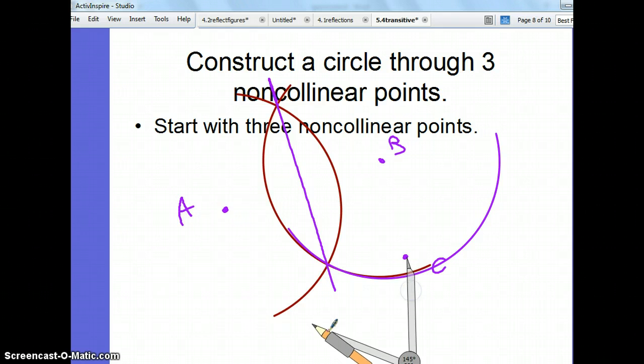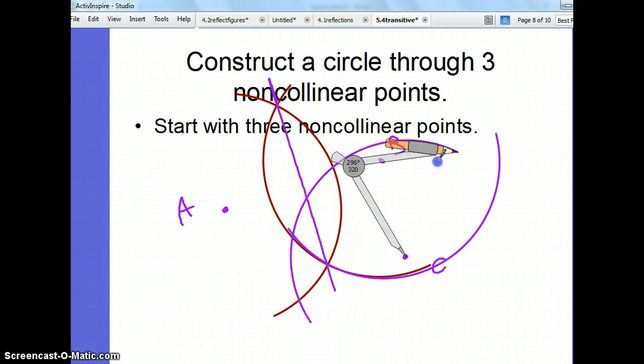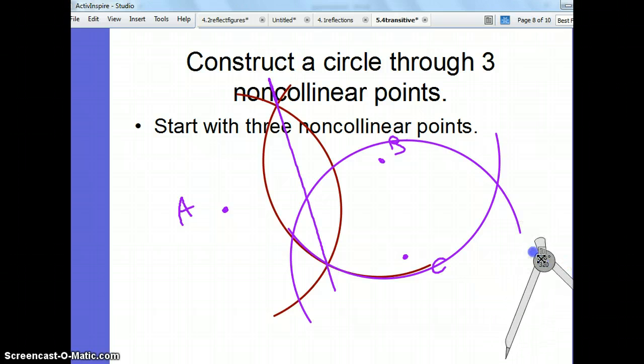Change the compass just a little bit on that one, but now here's where you have to pay attention. Where's my intersections? Here's one of them, and the other one is right here. So I'm going to line those up. Draw it out. The center of your circle is where your two perpendicular bisectors intersect. So that's the center of your circle.